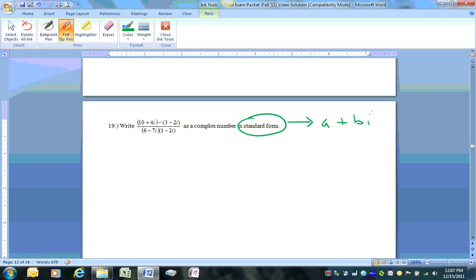Well, clearly what I see right here, 10 plus 4i minus 3 minus 2i over 6 minus 7 times 1 minus 2i, that's not in standard form. We need to simplify it so that it's just a real number plus an imaginary number, and that's it.